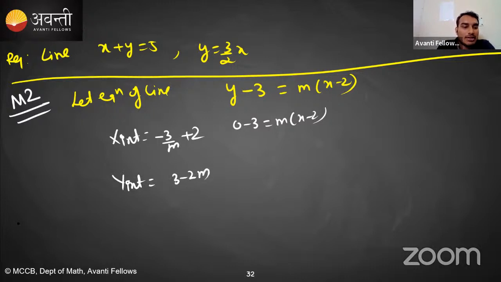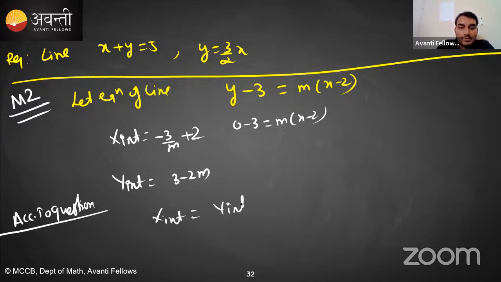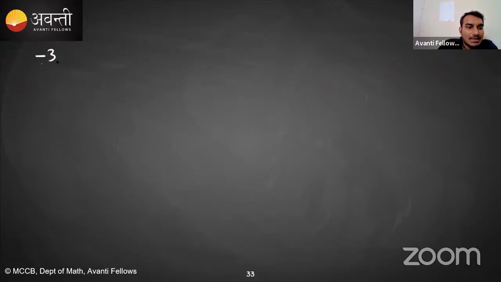Clear? So now according to the question, x intercept is equal to y intercept. So it implies minus 3 upon m plus 2 is equal to 3 minus 2m. Yes or no? What did I say? Minus 3 upon m plus 2 is equal to 3 minus 2m. Clear? So now what do you do?